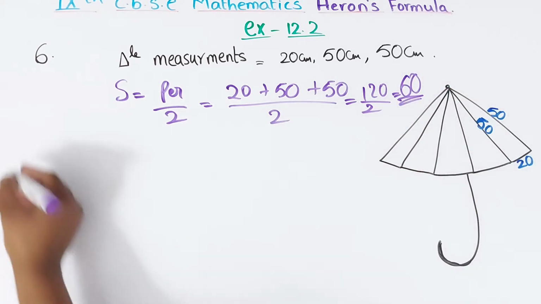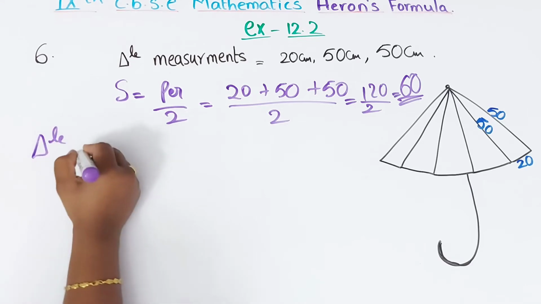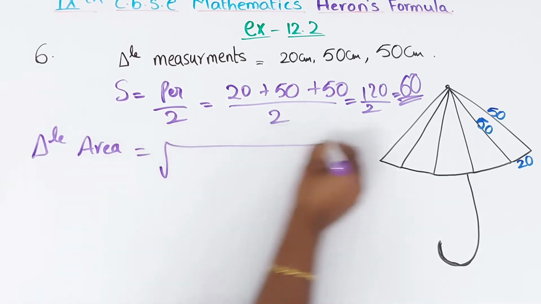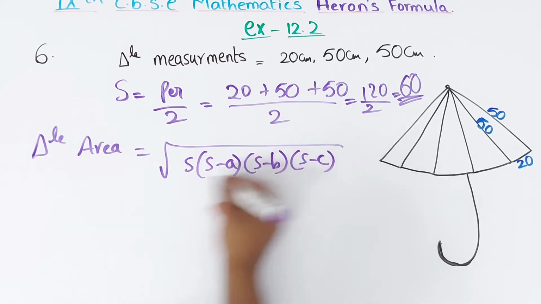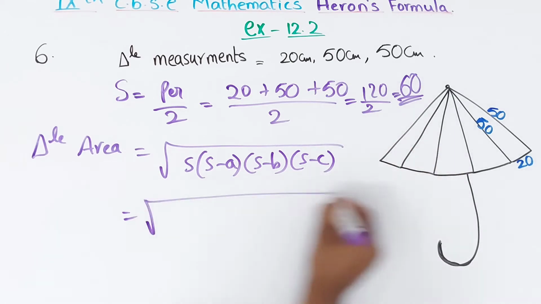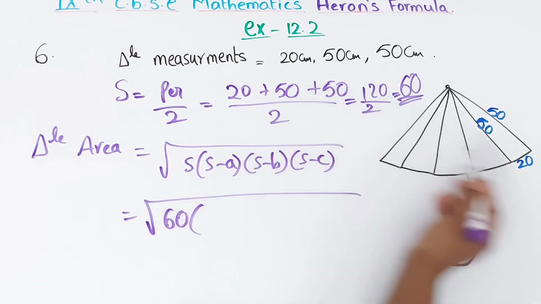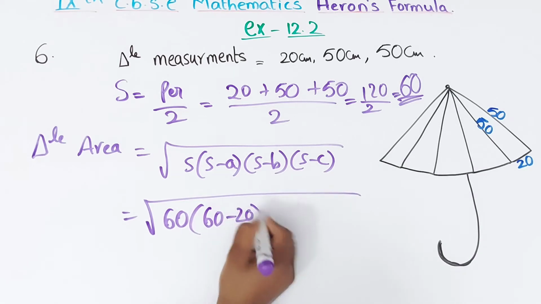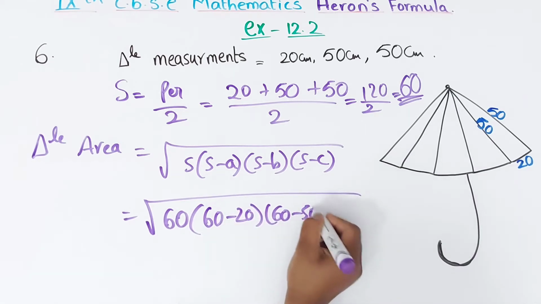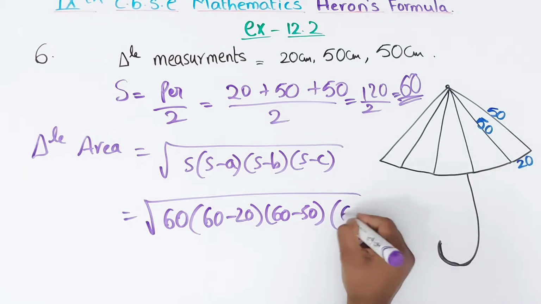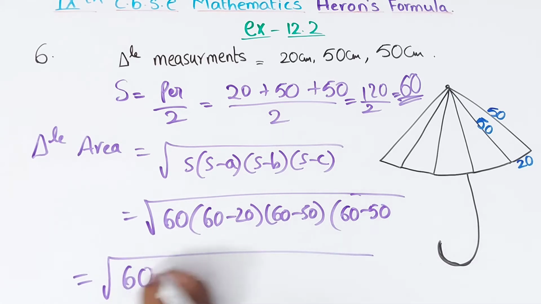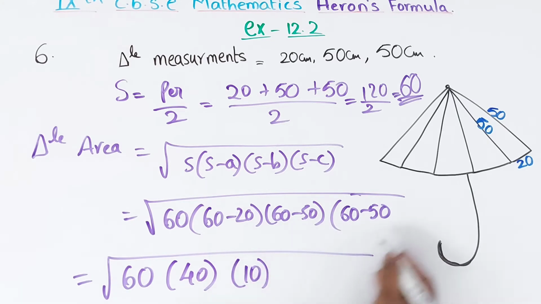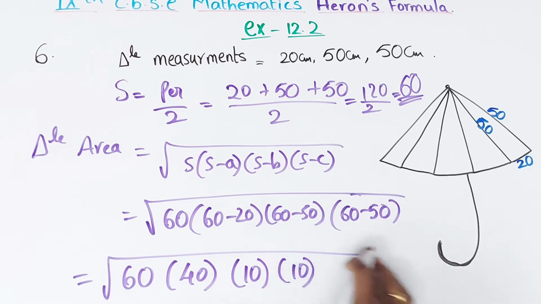Correct, children? So we know Heron's formula. Triangle area equals root of S into S minus A into S minus B into S minus C. Correct, children? Here S equals 60. So root of 60, 60 minus 20, 60 minus 50, and another side also same, 60 minus 50. Correct, children? So this equals root of 60, 60 minus 20, that means 40, children, 60 minus 50, 10, and here also 60 minus 50, 10. Correct, children?